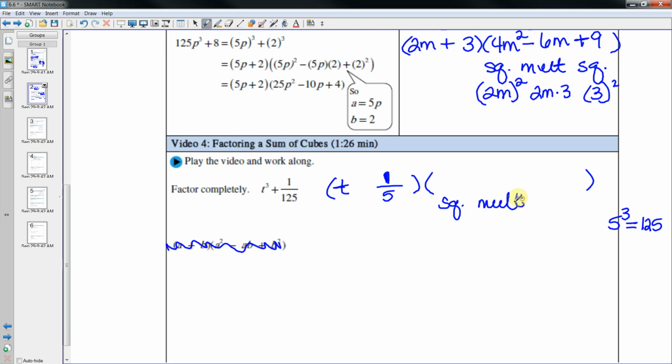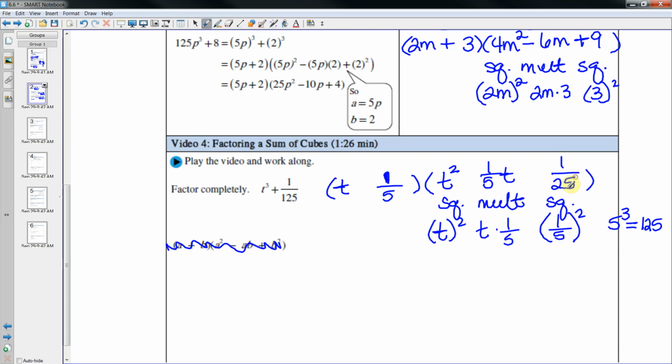See, these are not too bad with the fractions because I'm not having to add or subtract. So square the t. That gives me t squared. Multiply t times 1/5. That gives me 1/5 t. Square the 1/5. So square the top and square the bottom. So that gives me 1 over 25. Same sign is a plus. All of these have been plus. Opposite is a minus. Always positive is a plus. You're not always going to have positives to have to do with these cubes.